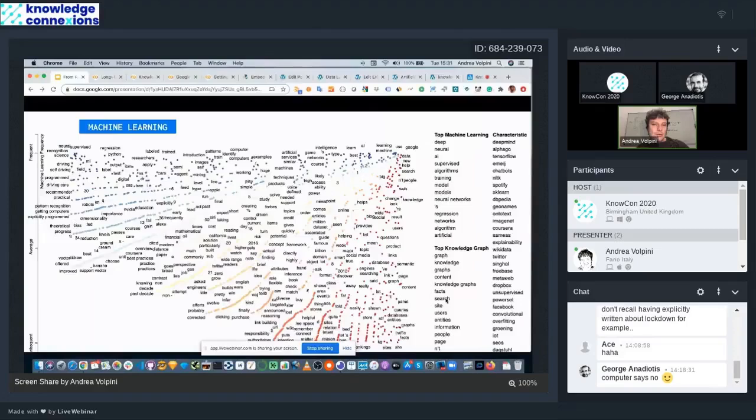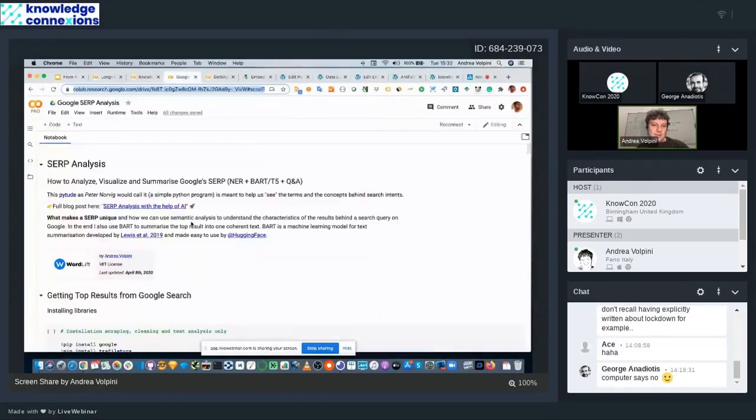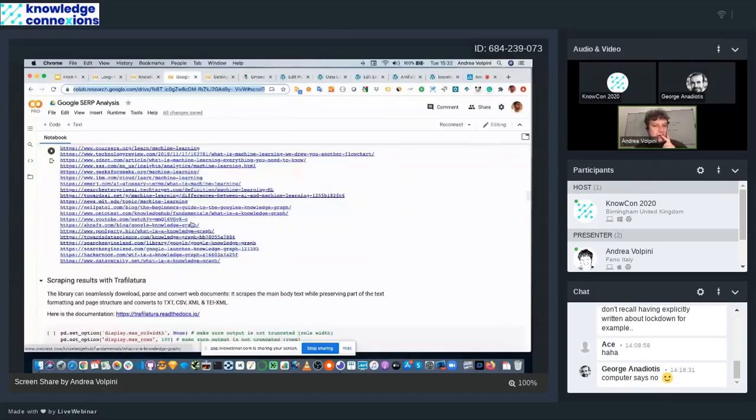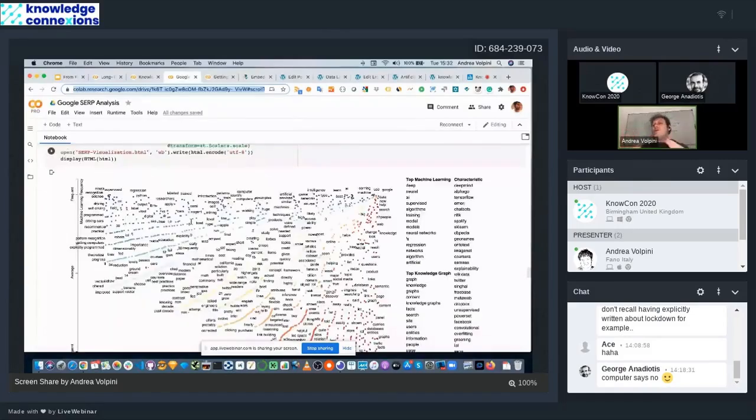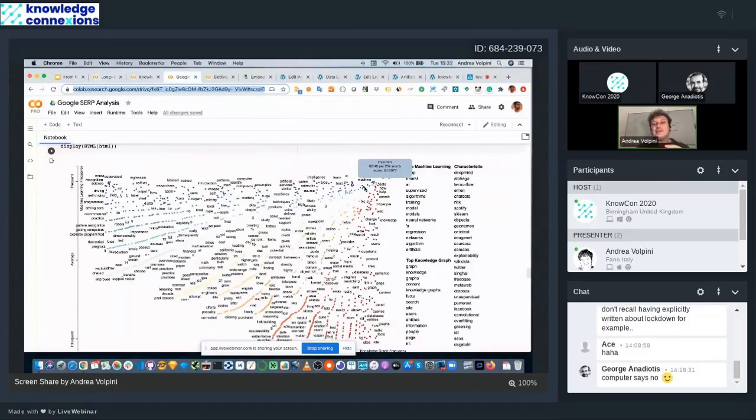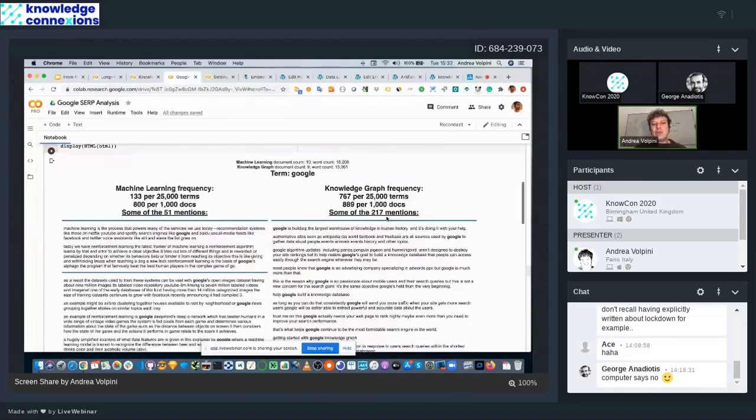Let me quickly show you a little bit of this visualization that we have created here. Because then what is interesting is, of course, where do they meet? So what is the overlap? And interestingly, the overlap, the top of the pyramid, is the entity Google, which has a lot to do with machine learning and a lot to do with knowledge graph. So we can start to see the way in which a single term is present in the search results from the first query and the search results from the second query.